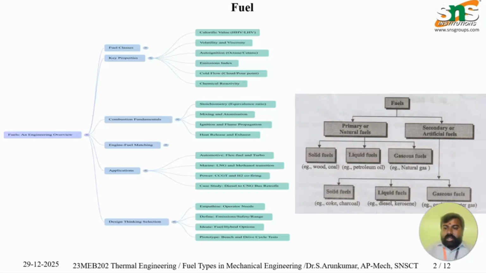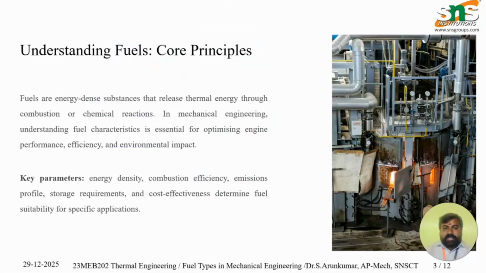The secondary or artificial fuels are also classified further into three types: solid fuel, liquid fuel and gaseous fuel. Some of the examples are coal and charcoal for solid fuels, diesel and kerosene as examples of liquid fuel, and coal gas and water gas as examples of gaseous fuel.